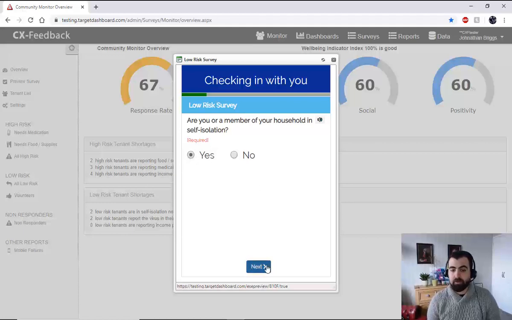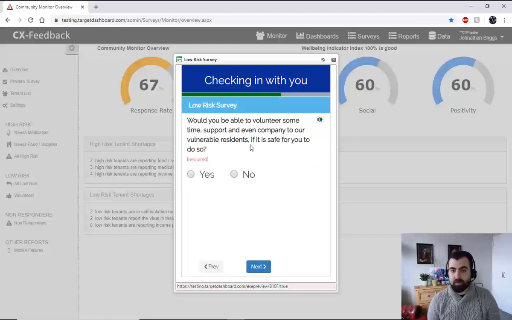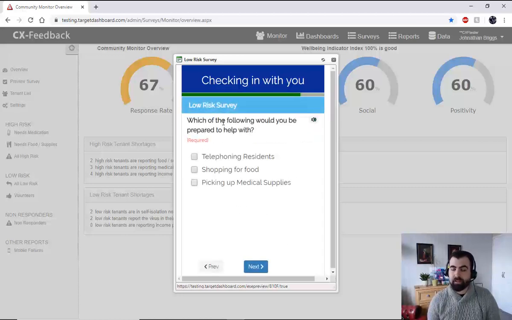So are you a member in self-isolation? Is there cases of the virus in your household right now? We ask about the income again, and we also ask about the well-being in the low-risk survey as well. We ask, would you be able to volunteer some of your time and support to the residents? Then, if they select yes, we ask what they would be willing to do.